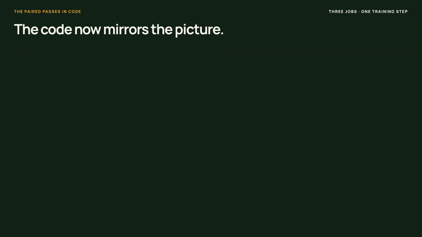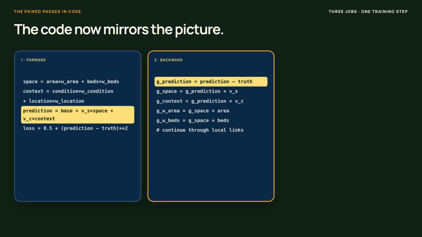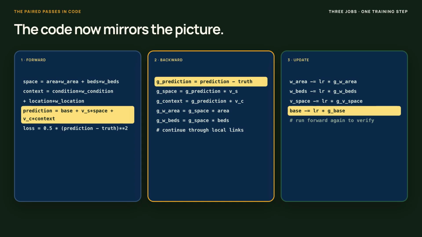The code now mirrors the picture. First, the forward pass computes each contribution, saves the space and context scores, produces the prediction, and measures the loss. Next, the backward pass starts with prediction minus truth, 0.22. It combines that arriving clue with each local multiplier, moving from right to left. The results are the 4 gradients. Then, and only then, the update step subtracts the learning rate times each gradient. Finally, the changed model runs forward again, so we can check what actually happened.